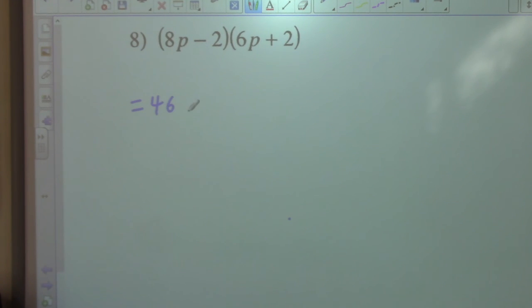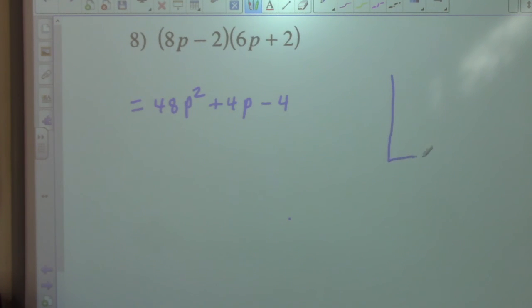Is 46p squared wrong? 6 times 8 is, I don't know, 48. 48. Let's fix that. Okay, we got it fixed. All right, what next? And then plus 4p. Plus 4p. And then minus 4. Minus 4.